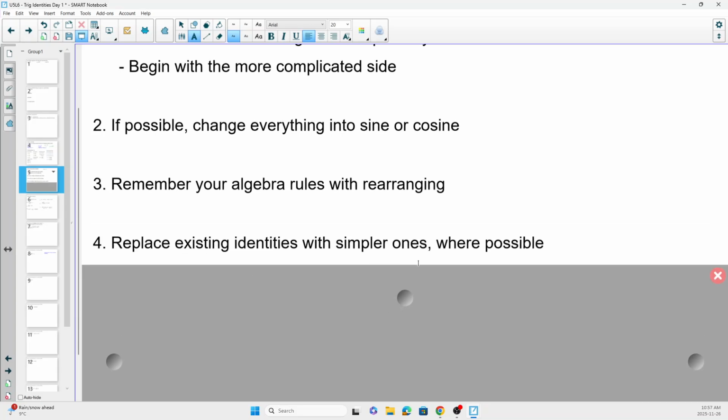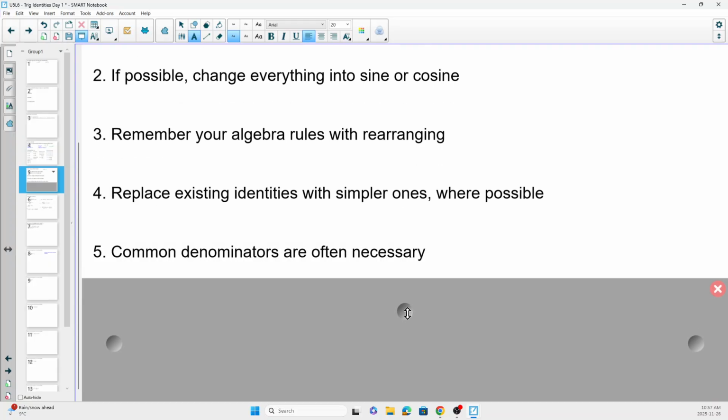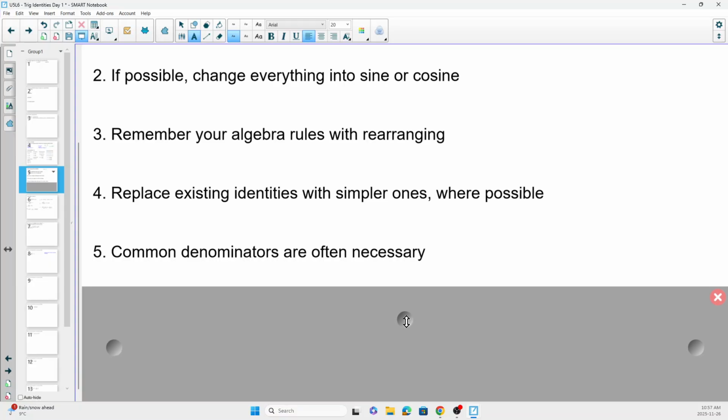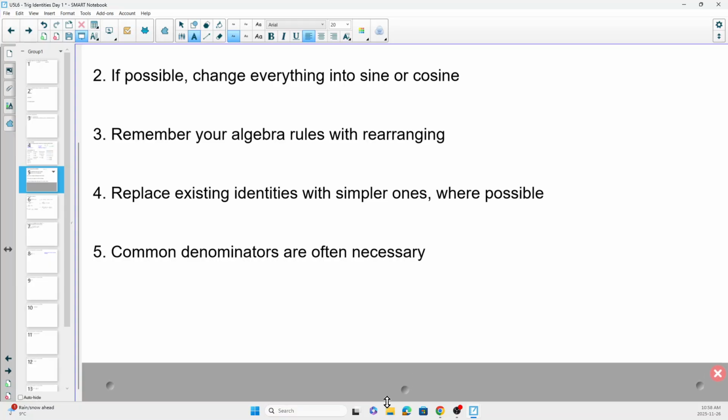Replace existing identities with simpler ones where possible. So again, we're trying to make this as easy as possible for ourselves. Common denominators are often necessary if you are dealing with the sum of any two rational things. Don't forget you need a common denominator to combine them.